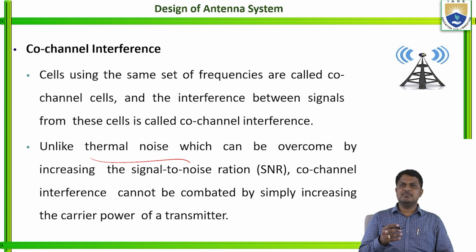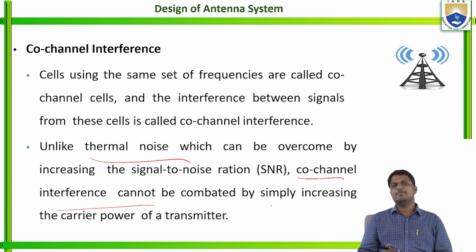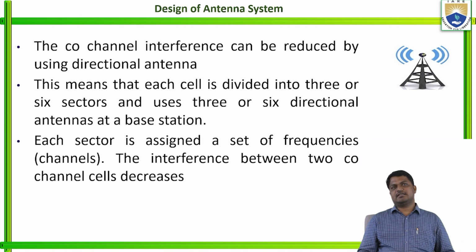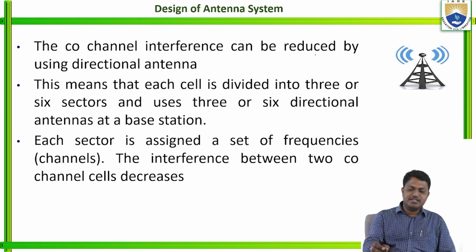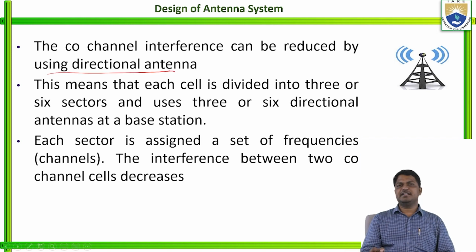So to overcome thermal noise, we increase the signal to noise ratio, but the co-channel interference cannot be combated that way. That is combated by simply increasing the carrier power of the transmitter. Next, the co-channel interference can be reduced by using a directional antenna. Then how can we reduce the co-channel interference by using this directional antenna?